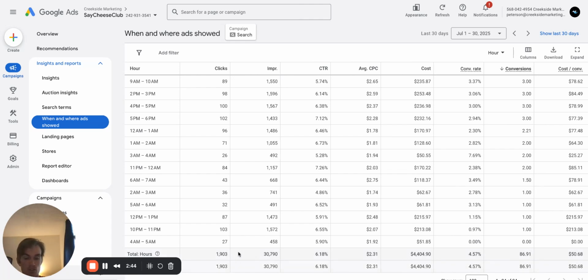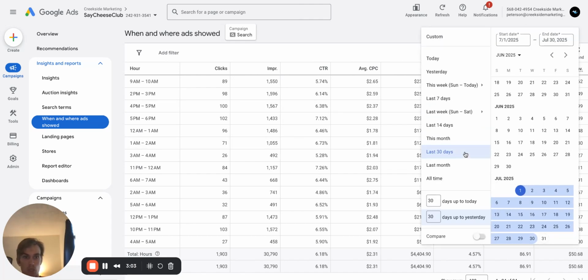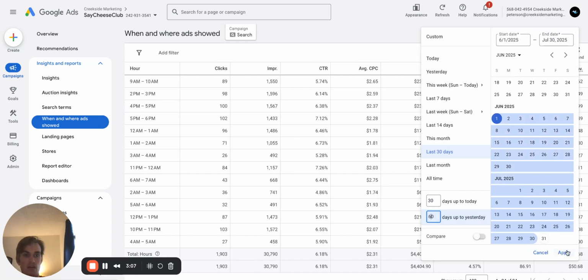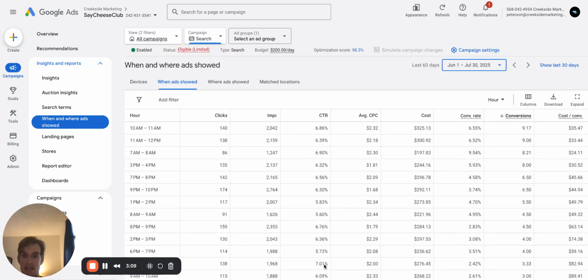For example, here you'd expect to see one conversion after 20 clicks. We've only had 27 clicks. And so what that says to me is, hey, we need to give it until it gets at least 40 clicks in any given time frame. Or what we need to do is go back out and look at the past 60 days and see if there's more data for us to make a good decision.